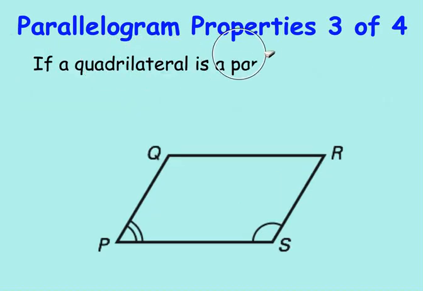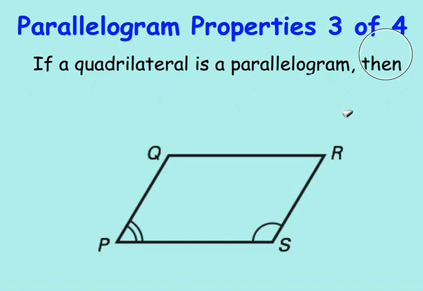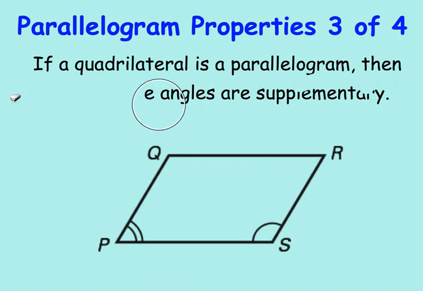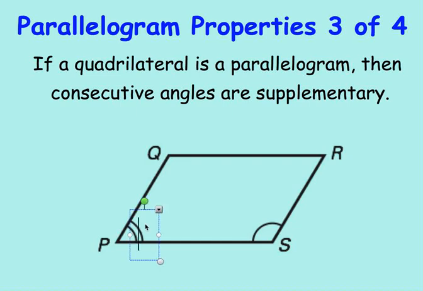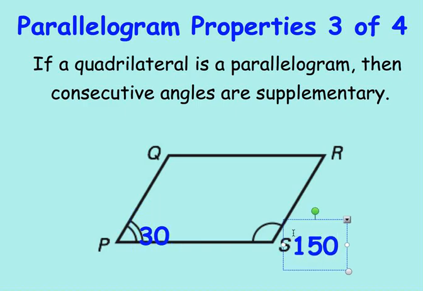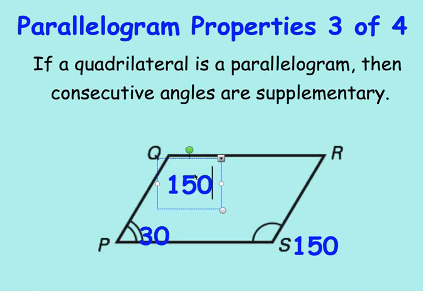Third property of parallelograms is that if a quadrilateral is a parallelogram, then consecutive angles are going to be supplementary. So what does this exactly mean? Well, if we're looking at our diagram below, let's just say angle P is a measure of 30 degrees. Well, angle S then will be a measure of 150 degrees. Also, we can say that angle Q then, because opposite angles are going to be congruent, is 150 and angle R is 30.